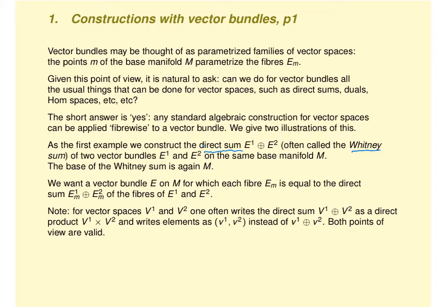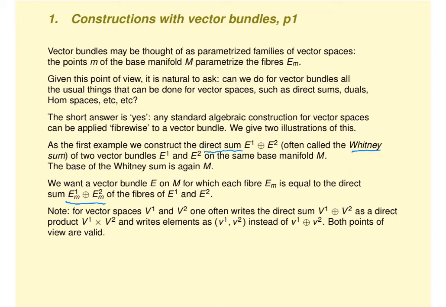It's quite possible to take the product of two vector bundles, indeed on different bases, and have a base that's the product of the bases. That's an entirely different construction. I won't talk about that here. So what we want in this case is a vector bundle on E for which each fiber is equal to the direct sum of the fibers of E1 and E2.